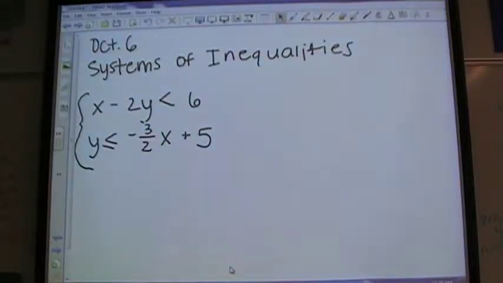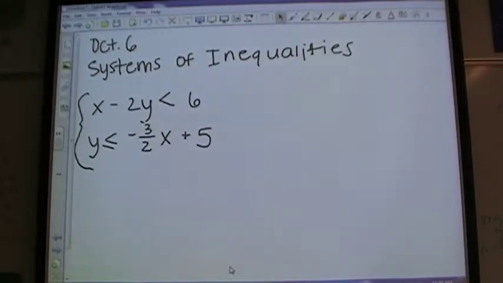and systems of inequalities. All right, right there is an example of a system of linear inequalities. Are they solved the same way as equations? You graph them the same way, yes.